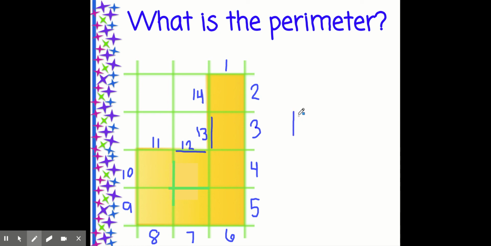Hopefully you got 14 units for your answer. If you did, be sure to give yourself a big pat on the back. And again, they're not all going to be 14 units, friends. I did this because I simply wanted you to see that you can have several different shapes, but they could all possibly have the same perimeter.